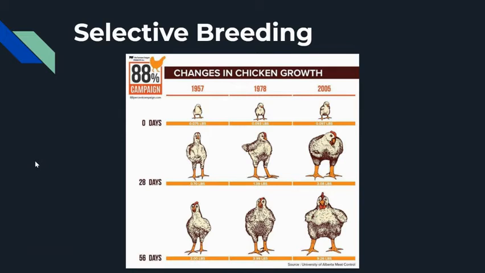Here's another example of something we've modified. We all want to get more bang for our buck. If I can raise bigger, fatter chickens, I'm going to get more money per pound because I'm going to have more pounds. So, changes in chicken growth. Take a look at 1957, the first column: average chicken, 2 pounds. Take a look in 2005: average chicken, 9 pounds. We're feeding them steroids and growth hormones to help get them bigger, bulkier, so we can make more money off of them.